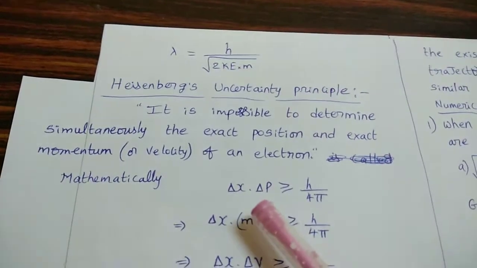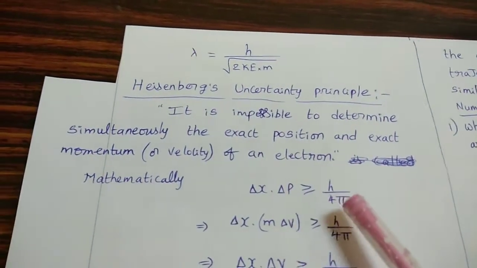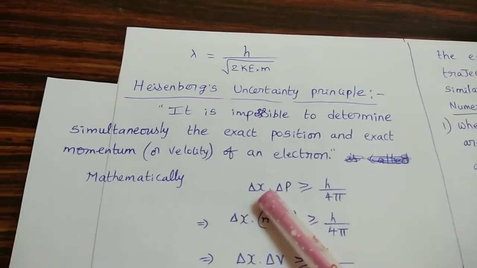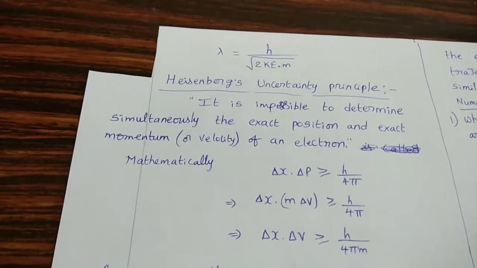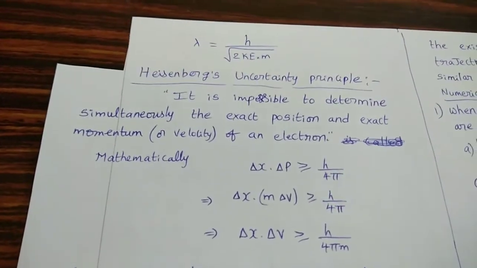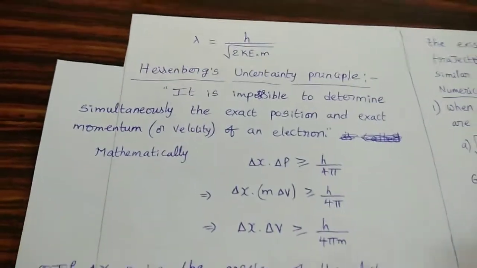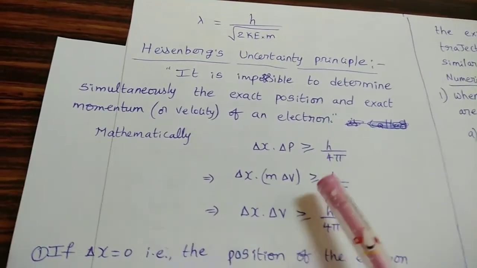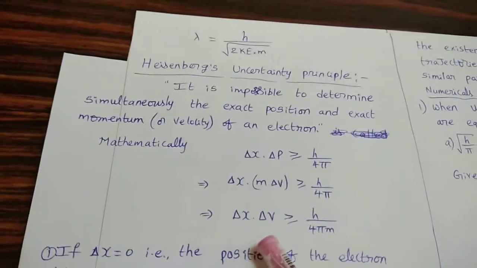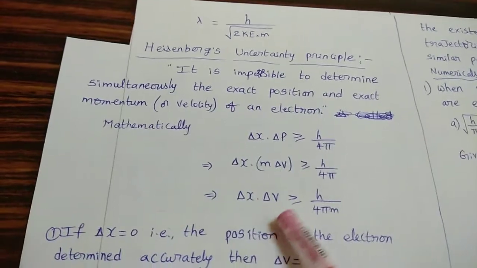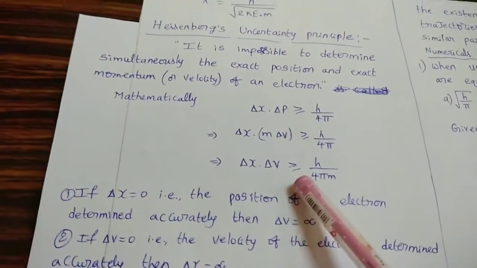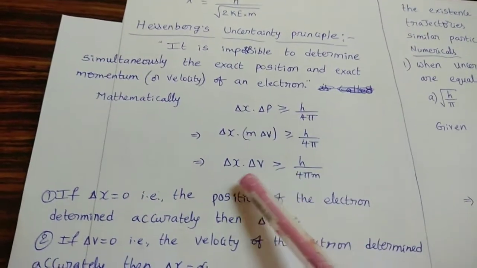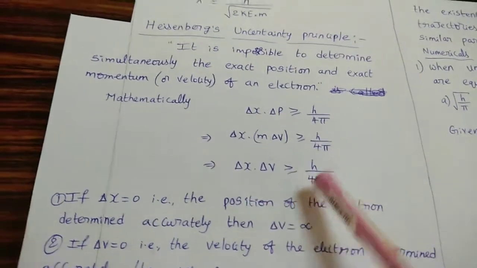Mathematically, the expression is delta x into delta p greater than or equal to h by 4 pi. Delta x, uncertainty in the position; delta p, uncertainty in the momentum. Momentum means mv, product of mass and velocity. So mass does not change, only velocity. Then we can write delta x into m into delta v greater than or equal to h by 4 pi. Then finally we can get delta x into delta v greater than or equal to h by 4 pi m. Now in case of numericals we have to consider equal to. So when we use this formula for numericals, delta x into delta v equal to h by 4 pi m.